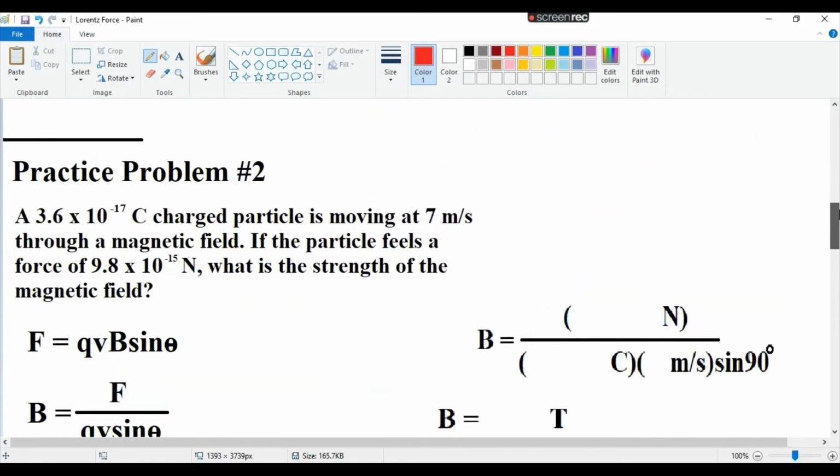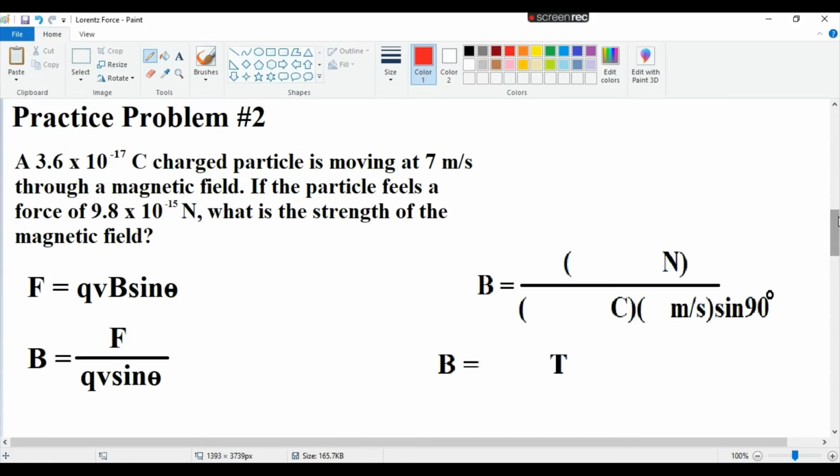So the next one that we're going to do is a little different. This one says a 3.6 times 10 to the negative 17th coulomb charged particle is moving at 7 meters per second through a magnetic field. If the particle feels a force of 9.8 times 10 to the negative 15th newtons, what is the strength of the magnetic field? So here we're using the equation that is usually solved for force, and we've rearranged it to be solved for the magnetic field strength.